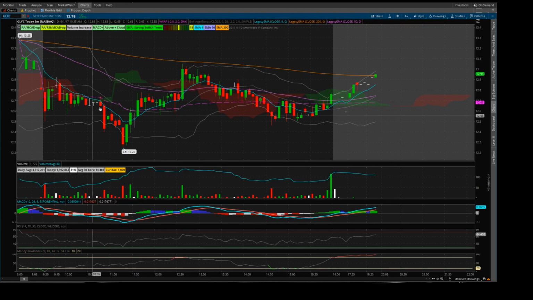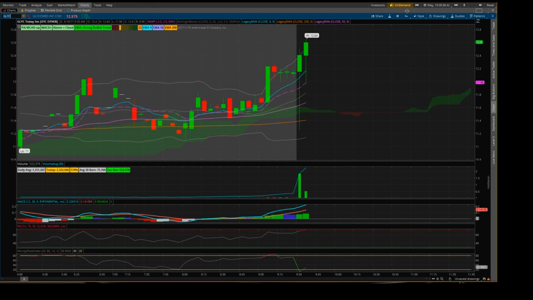and this is a chart for today. So today we see GLYC only had 31% of its average 30-day volume. So relative to the last 30 days, the volume was a bit low. But using the on-demand tool, I'm going to go back to May 19 at 9:30. So right at market open.